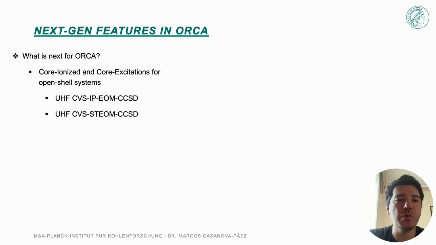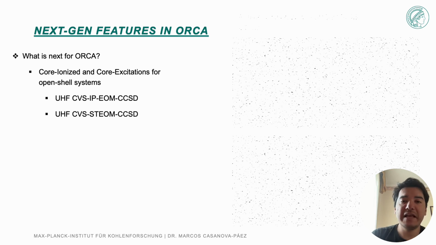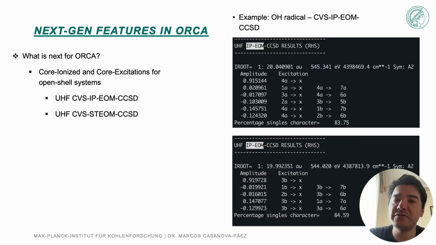And finally, what are going to be the features of ORCA for single reference excitation energies for open shell systems. First, you can expect the core ionized and also the core excitations for open shell systems, either in IP equation of motion CCSD or by the similarity transform equation of motion CCSD, by using the core valence splitting. Here I show you an example for the OH radical for IP equation of motion CCSD. On the top, when you remove an alpha electron or a spin up electron, and down when you remove a beta electron.